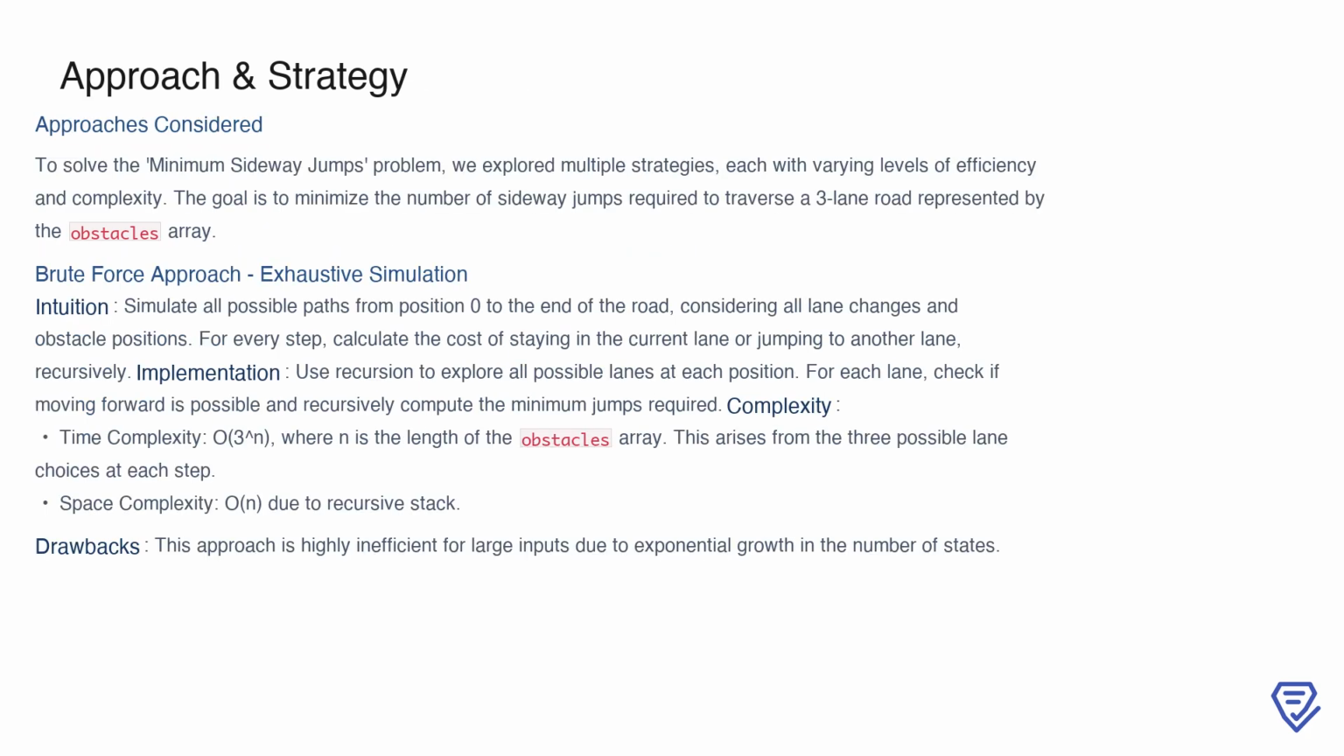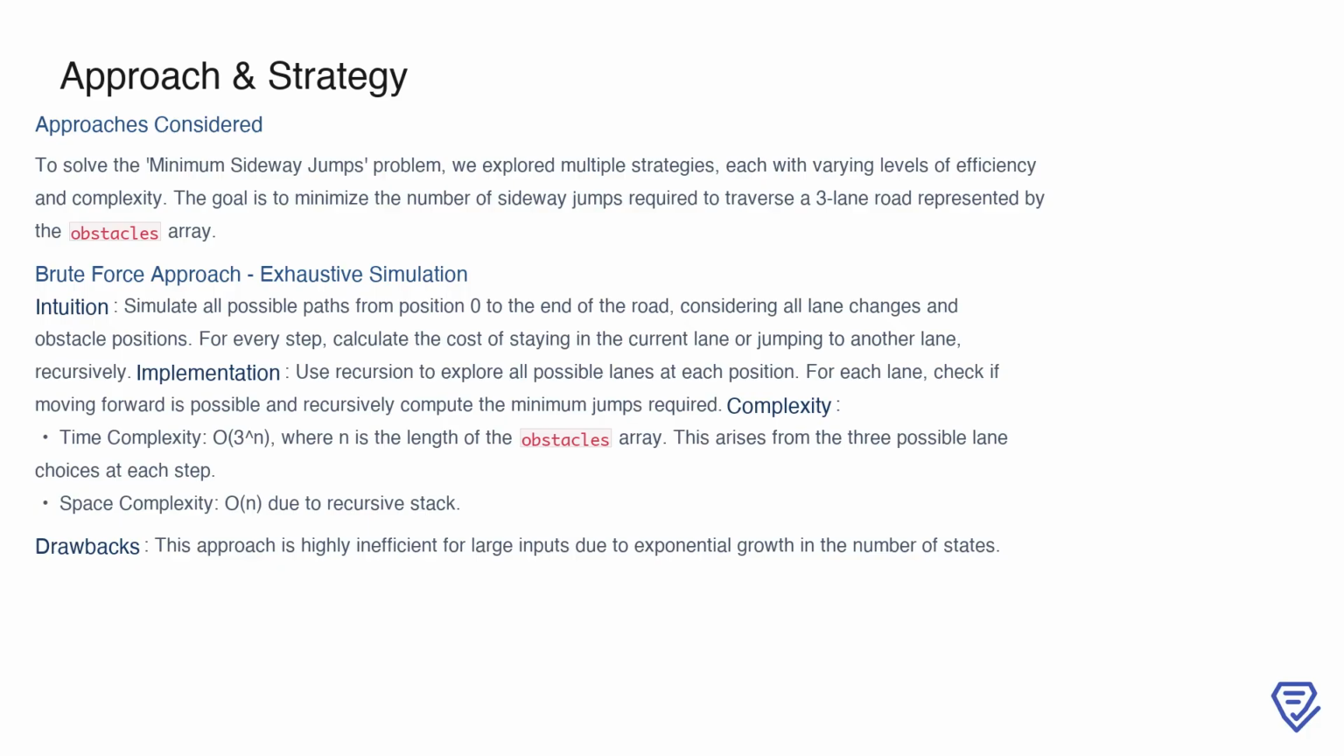To solve the minimum sideway jumps problem, we considered several approaches, each with its own trade-offs. The primary goal is to minimize the number of sideway jumps required to traverse a 3-lane road, which is represented by the obstacles array. One straightforward method is the brute force approach, where we simulate all possible paths from the starting position to the end.